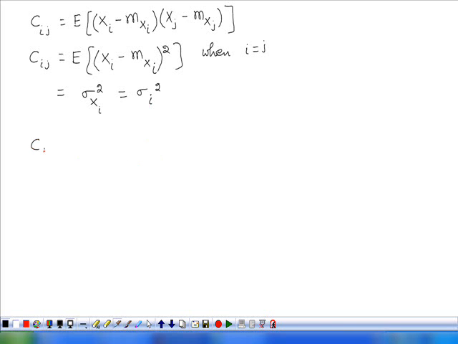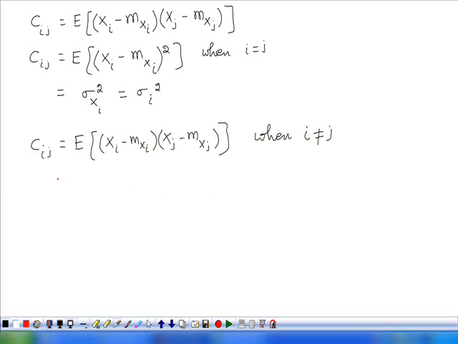So this Cij is equivalent to the expectation of (xi minus mxi) multiplied with (xj minus mxj) when i is not equivalent to j.